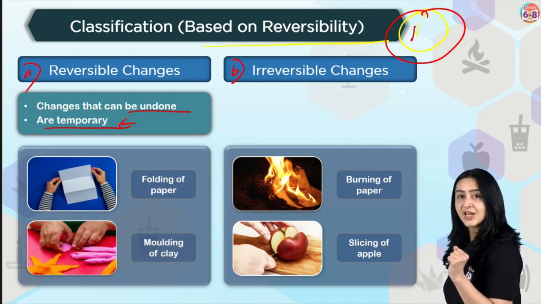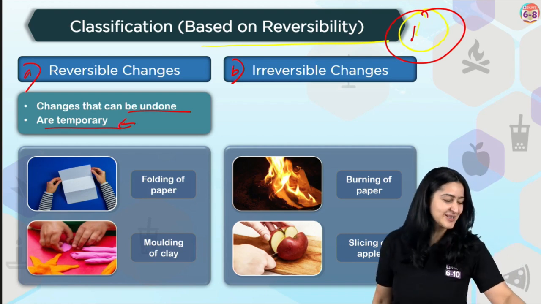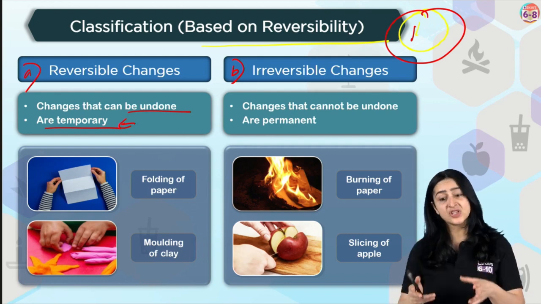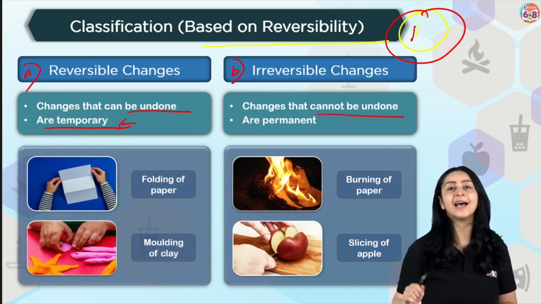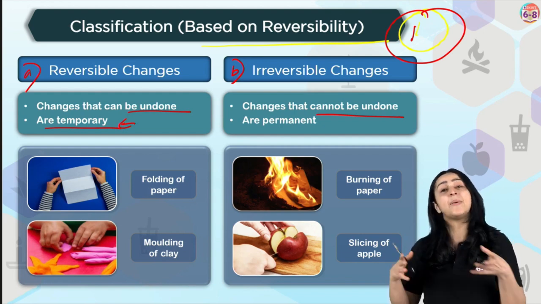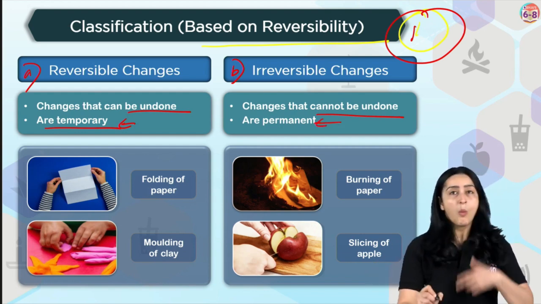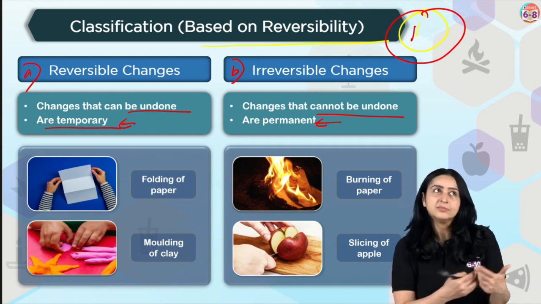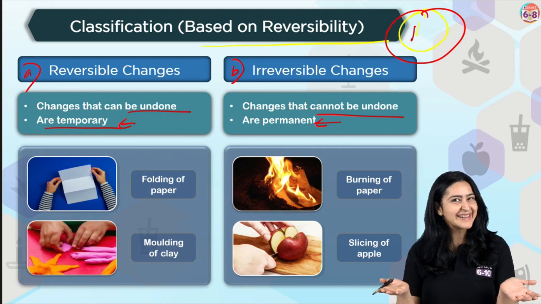Now what is an irreversible change? Exactly the opposite of reversible change. So an irreversible change is a change that cannot be undone, cannot be reversed, right? So this we would say is a permanent change, which means that once you have made that change, you can't go back to the way that it was before. Some things in life are irreversible, right?